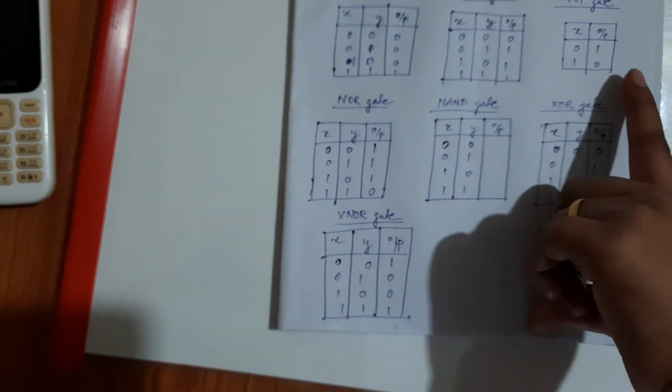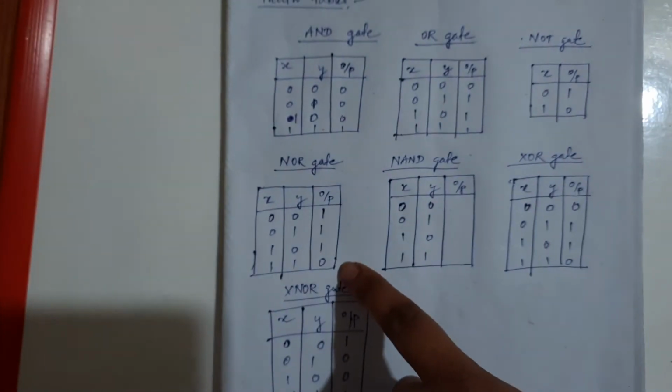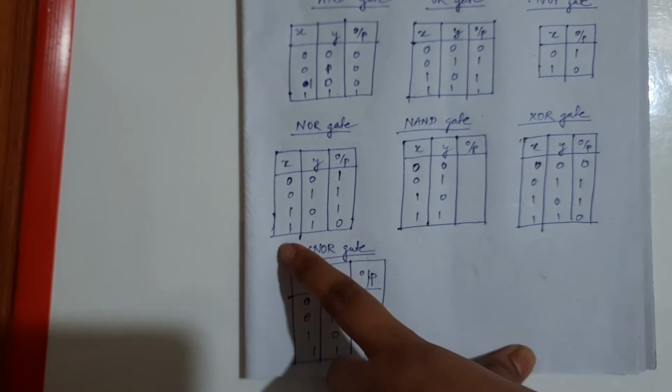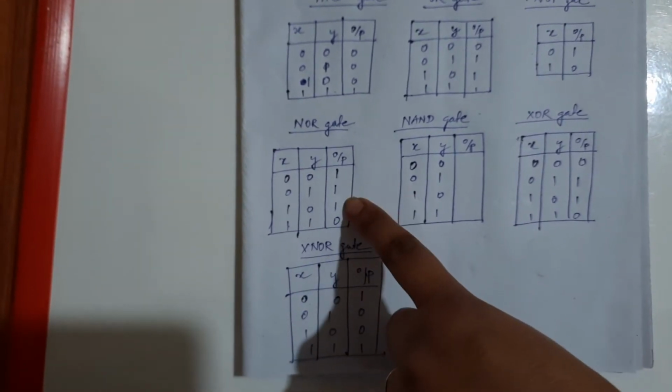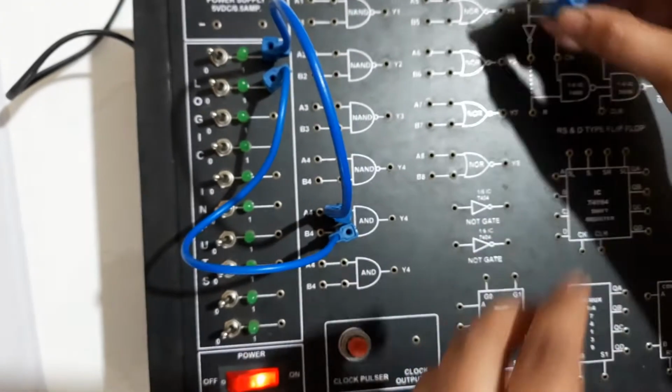Now we will verify NOR gate. NOR gate is OR gate plus NOT gate. Okay, so what is the function of NOR gate? Whenever 2 inputs are 1, then only output will be 0, otherwise output will be 1. So here NOT gate is there already.